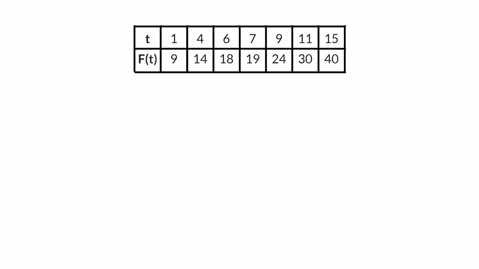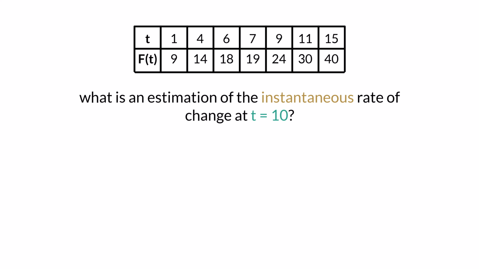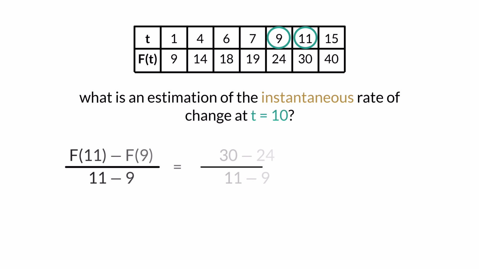Now let's look at a table. Let's see if you can estimate the instantaneous rate of change at t equals 10 from the given table. I'll give you a moment to think. You will notice on the table that we're not given information when t equals 10, so we can't actually find that value at 10. However, if we look at an interval around 10, say using t equals 9 and t equals 11, we can use our average rate of change formula to find a good approximation of our instantaneous rate of change at 10.